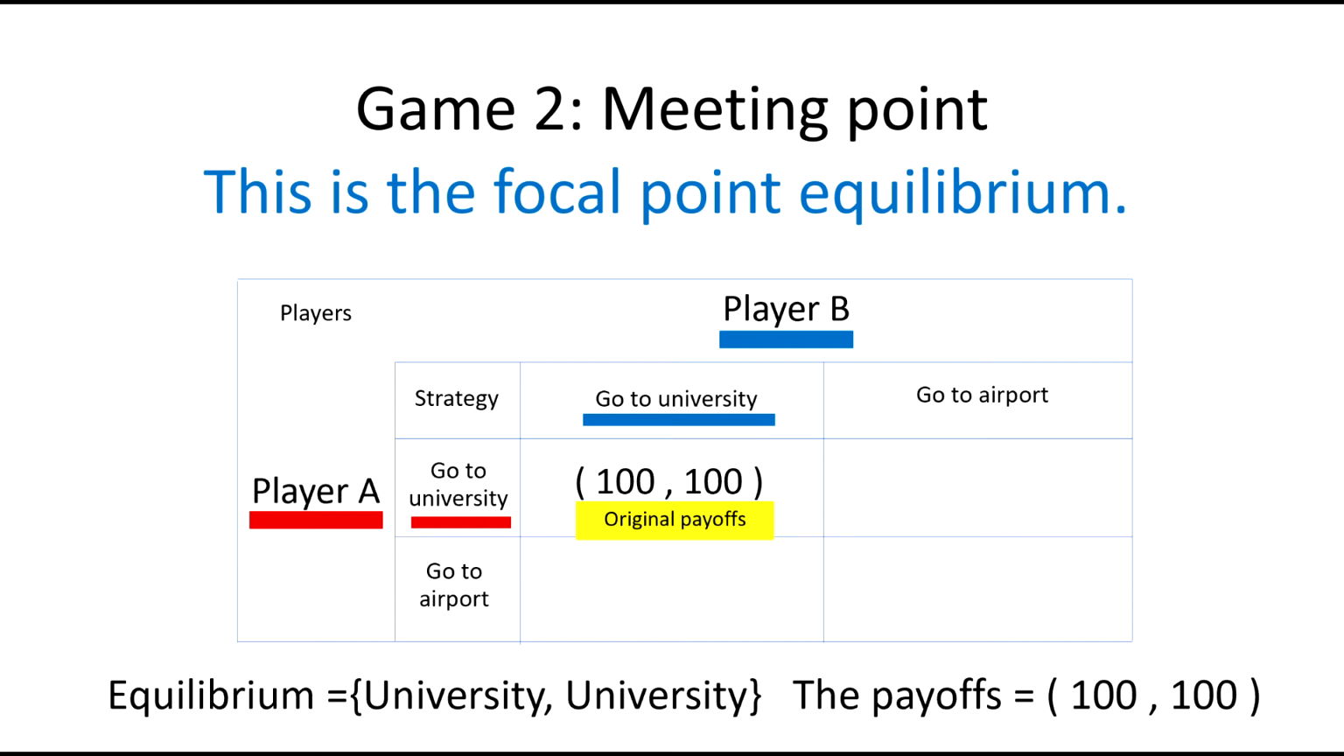And we call it the focal point equilibrium, as Thomas Schelling initiated and suggested we use the focal point equilibrium to solve the game with more than one Nash equilibrium.